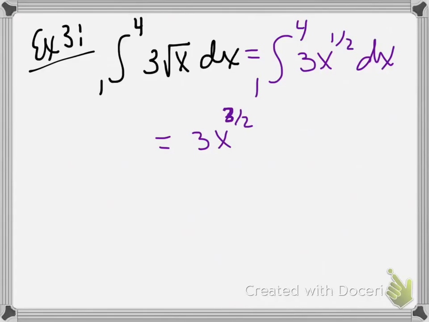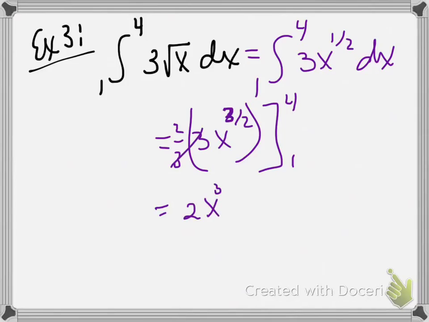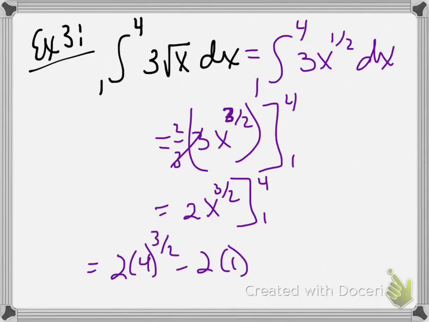Divided by 3/2, which is the same thing as multiplying it by 2/3. And we're going to go from 1 to 4. So simplify this first. This is 2x to the 3/2 power from 1 to 4. So now plug this in, and you get 2 times 4 to the 3/2 power minus 2 times 1 to the 3/2 power, which is going to be 2 times 8.